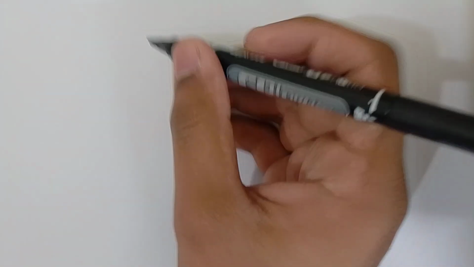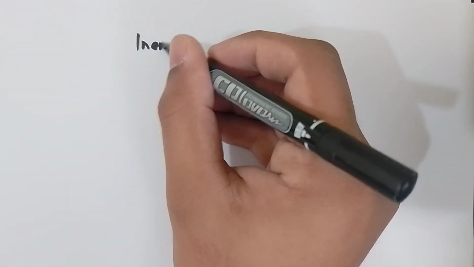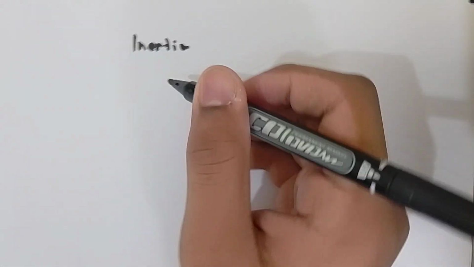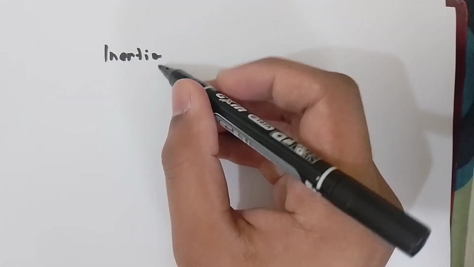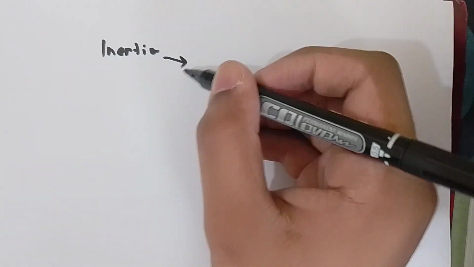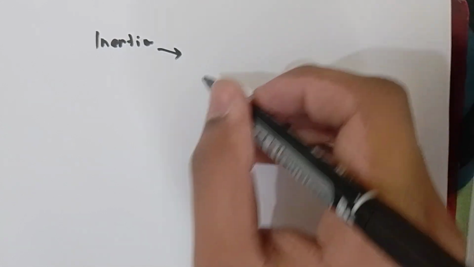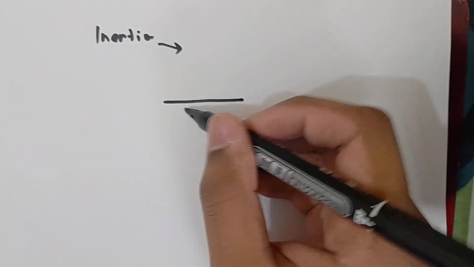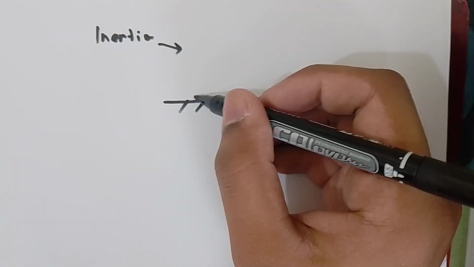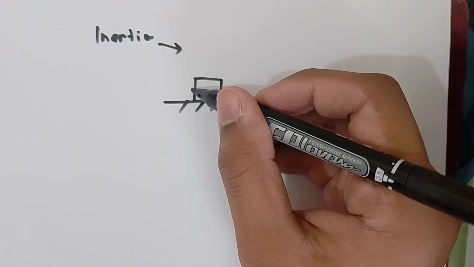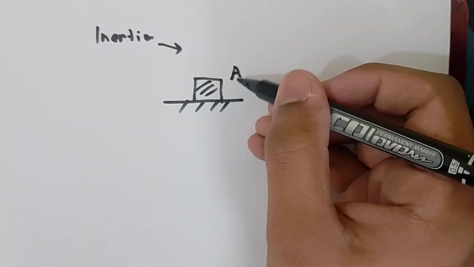In this series of videos, we're going to take a look at some basic physics concepts, and today we're going to start by taking a look at inertia. Inertia is essentially the tendency of an object to keep its current state of motion. For example, let's say we have a smooth surface here and an object A on it.